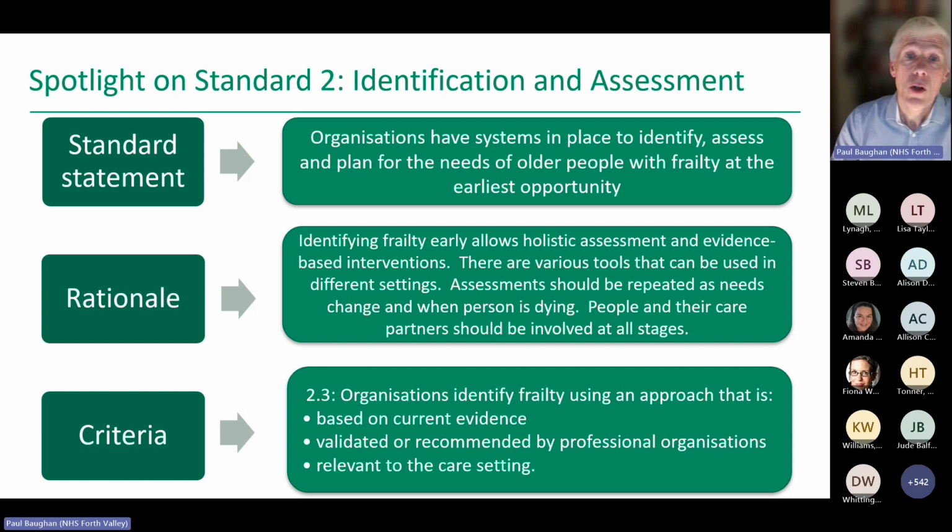So for Standard 2, we start with a statement which says, organisations have systems in place to identify, assess and plan for the needs of older people with frailty at the earliest opportunity. The rationale highlights the importance of first identifying and then assessing older people with frailty, and notes that people and their care partners should be part of discussions at all stages. There are then 6 criteria for the standard, an example of which is criteria 2.3, and this says that organisations identify frailty using an approach that's based on current evidence, that's validated or recommended by professional organisations, and is relevant to the care setting. There are then examples of what this standard might mean for people, for staff, and for the organisation, with further examples of what meeting the standard might look like.